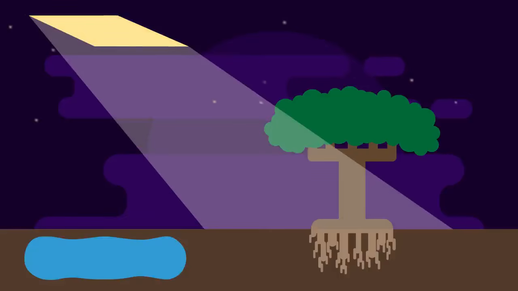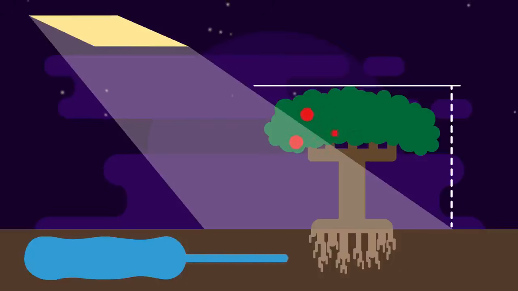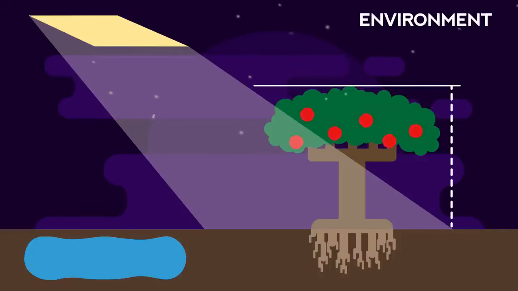Imagine a plant has not received enough sunlight or water. This may influence the height of the plant or the number of fruits produced. We would say that the environment has influenced these characteristics too, or that a plant has been affected by nurture.